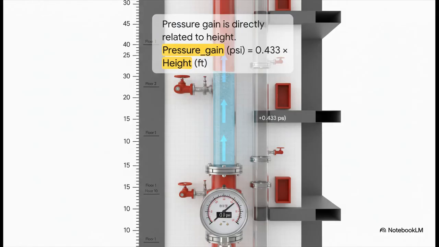And the physics behind this is really simple. For every single foot of height, a column of water gives you about 0.433 psi of pressure. As a building gets taller and taller, that number just adds up fast. It makes pressure management one of the main things you have to solve in any high-rise design.